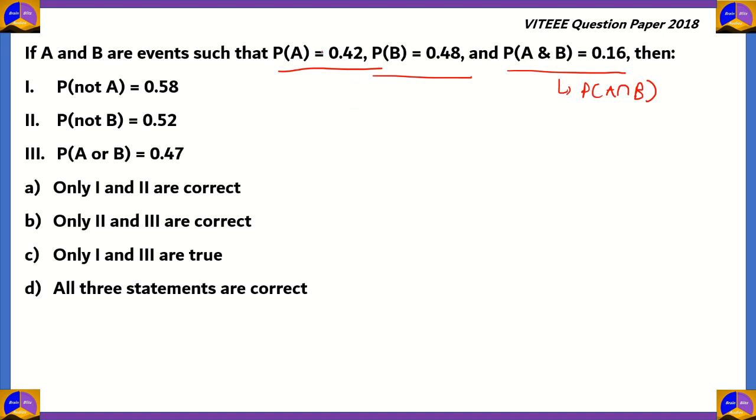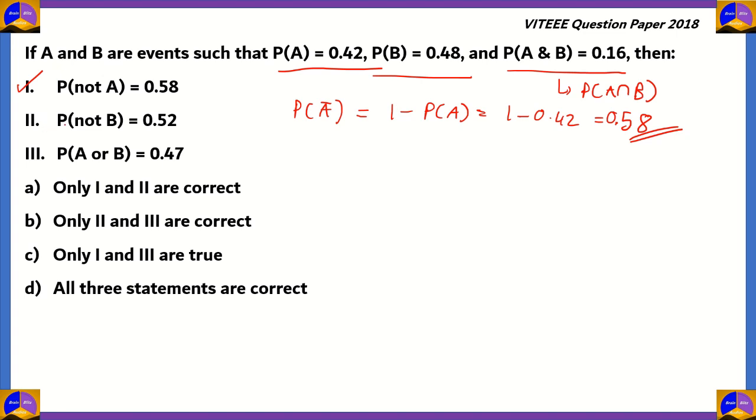So we know that P of A is 0.42. So P of not A, which is P of A bar, can be written as 1 minus P of A. That is 1 minus 0.42. 100 minus 42 gives you 58. So that means 0.58 will be the correct value of P of A bar, which means that statement 1 is correct. Now what about statement 2?